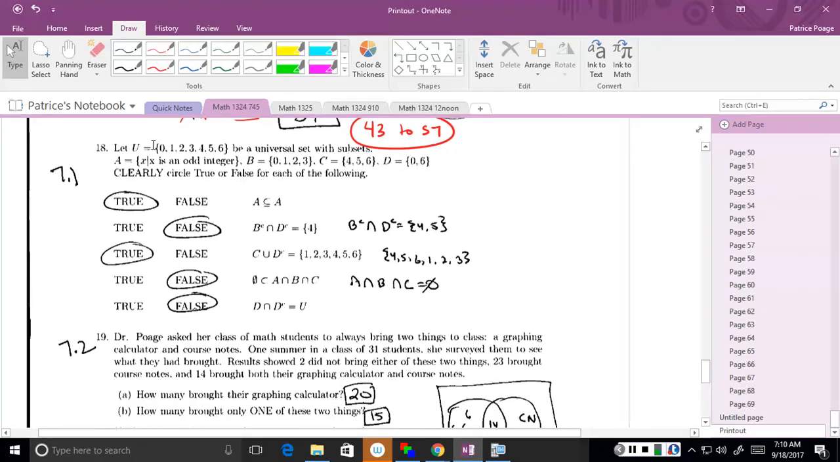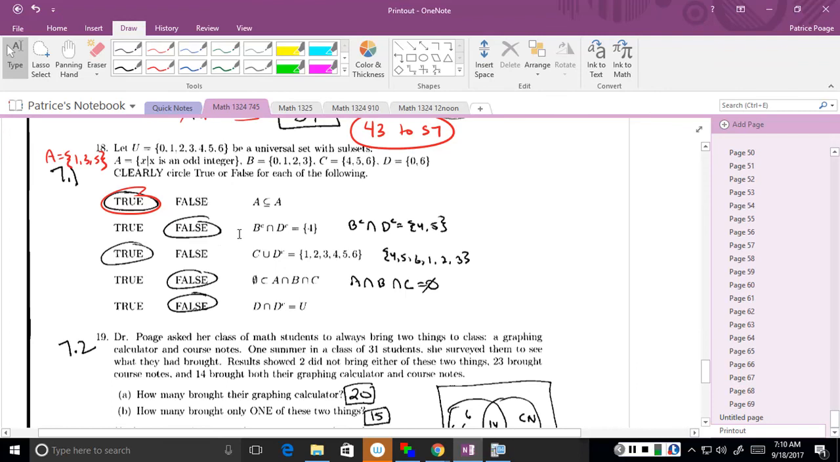So number 18, we're given a universal set. A equals the set of all x such that x is an odd integer. So if I wanted to write A in a more friendly way over here, that's 1, 3, 5. And then it gives us subsets B, C, D. First one, it says A is a subset of A. That means everything that's in A is in A. That's true.